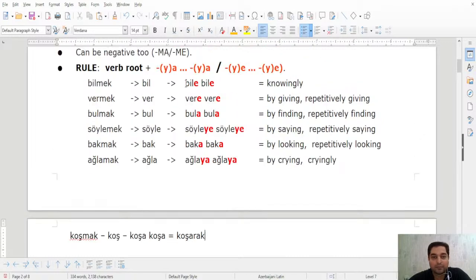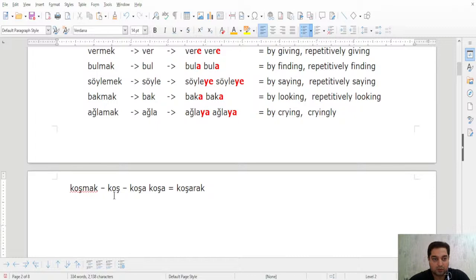For example, bile bile is still the same. Bile bile can mean bilerek. Bile bile is equal to bilerek too. So bile bile, bilmek, the root in this case is bil. It will be bile bile. Here it is the same, in terms of meaning it really means bilerek. In that sense, yes, this arak and this erek are the same as this koşa koşa. But in other contexts, it may not be, okay?